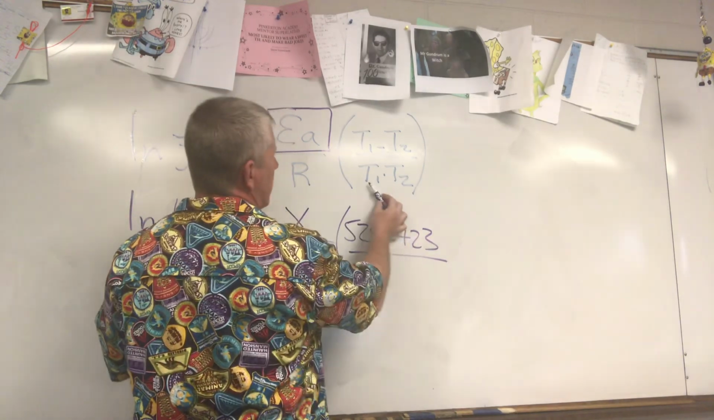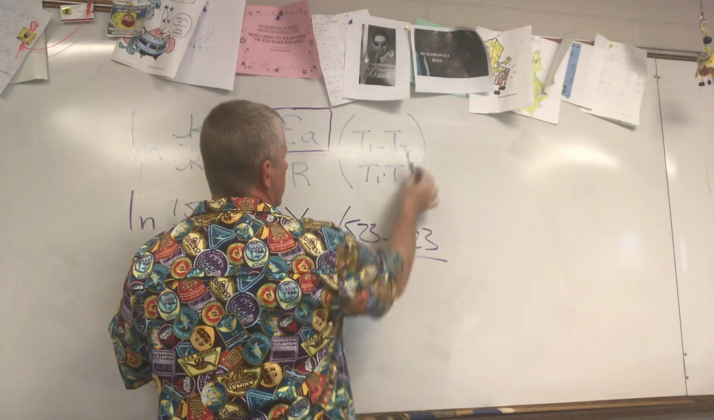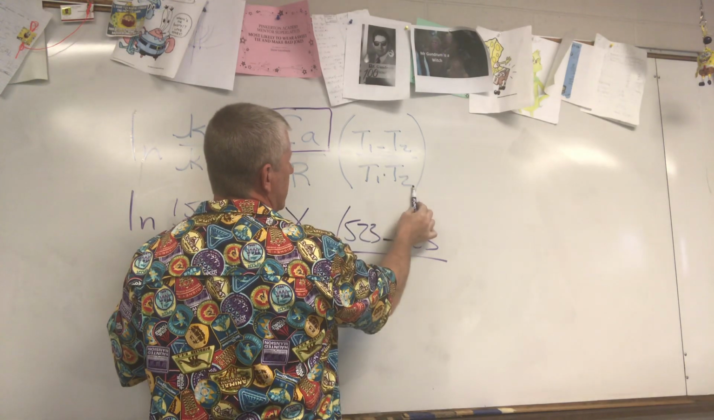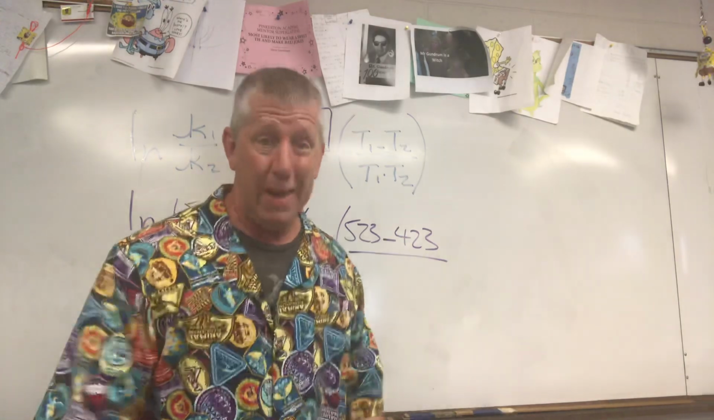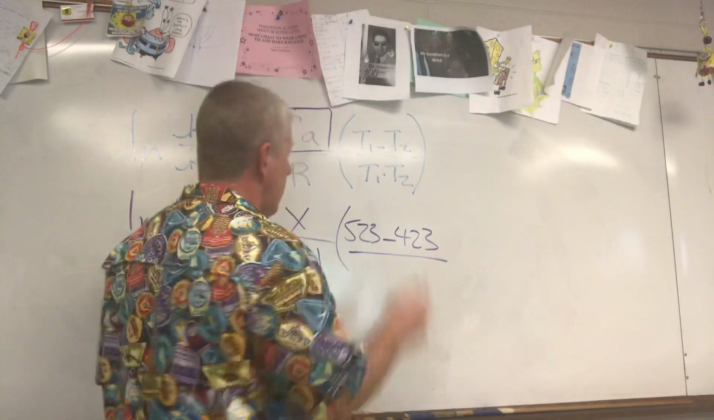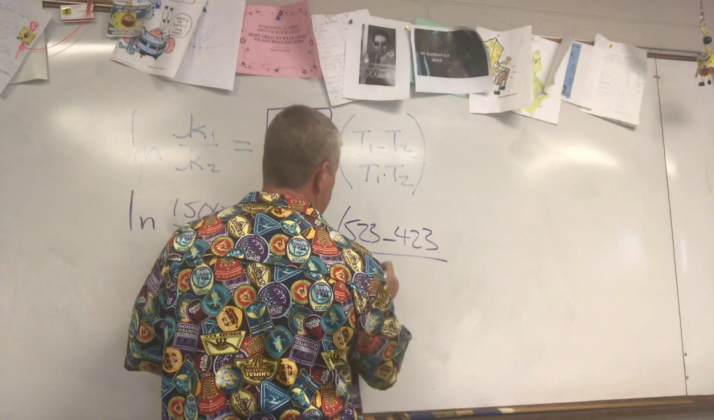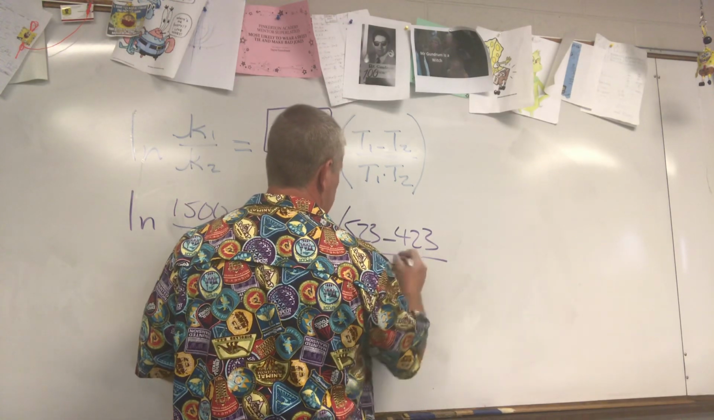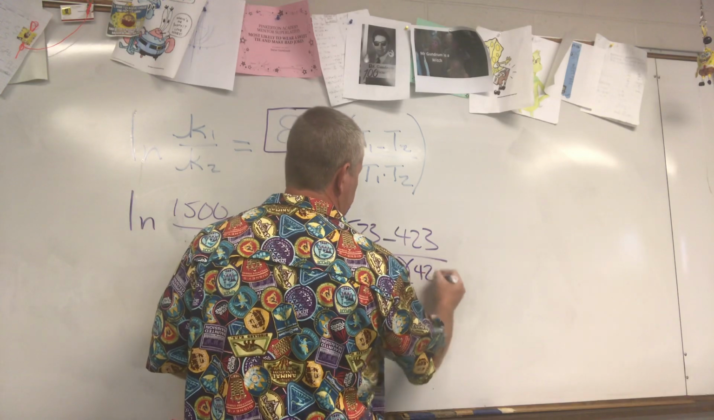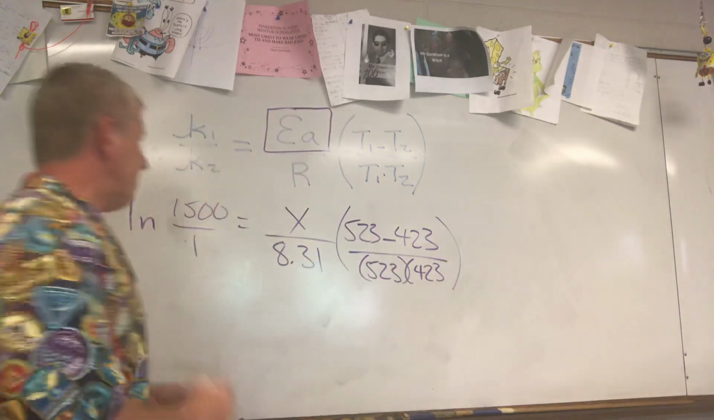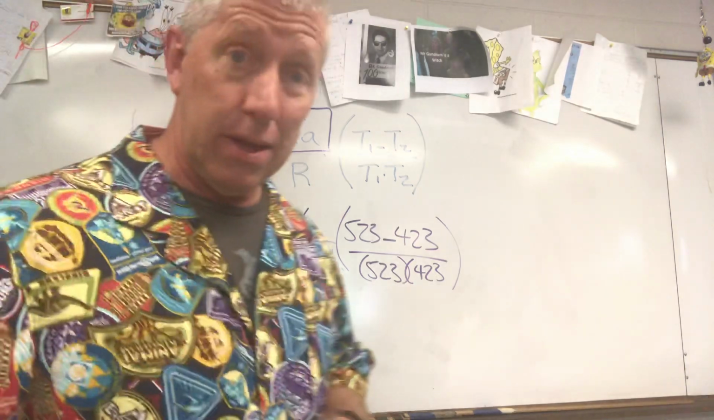Some of you might say, well, you put the T1 here and the T1 here and T2 here too. Can I put the T1 here and the T2 here? Sure. You're multiplying. It doesn't matter. Just put them in. But make sure you put them in with the Kelvin temperature. So 523 times 423. And there's your setup. Be careful. Don't make a mistake on the algebra.